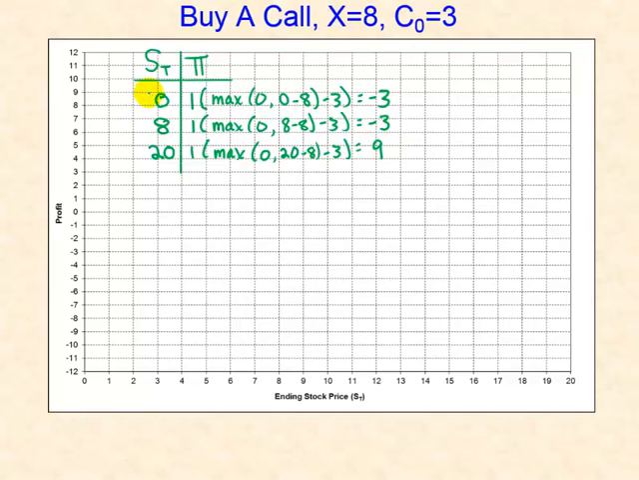Let's go ahead and plot these points. So we'll set the stock price equal to 0 and plot the profit at negative 3. So here's 0 on the stock price and negative 3 on the option profit. We'll draw a point there. Then we'll set the stock price equal to 8. In that case, our profit is still negative 3. Finally, if the stock price is 20, we have a profit of $9. We'll connect these points with a line and see what it's telling us.